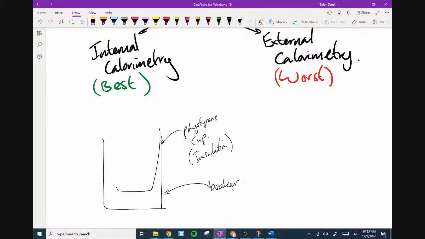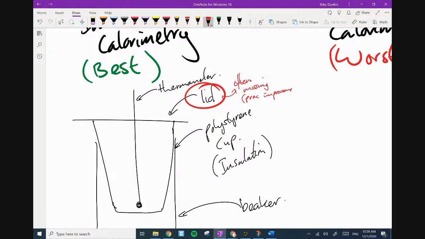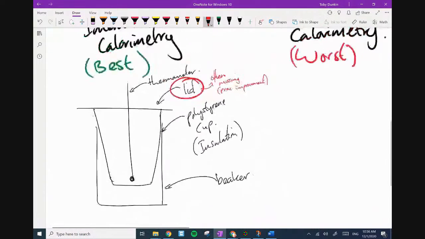I'll add the lid. And then running down through the lid would be our thermometer. Yeah, so lid, and then our thermometer. Can I just quickly state that one of the key things here for improvements is the lid. You can just circle the lid, and this is often missing. Yeah, often missing, and it is a clear improvement. Yeah, this is a prac improvement. Add a lid. Very, very common. Yeah, prac improvement, add a lid.